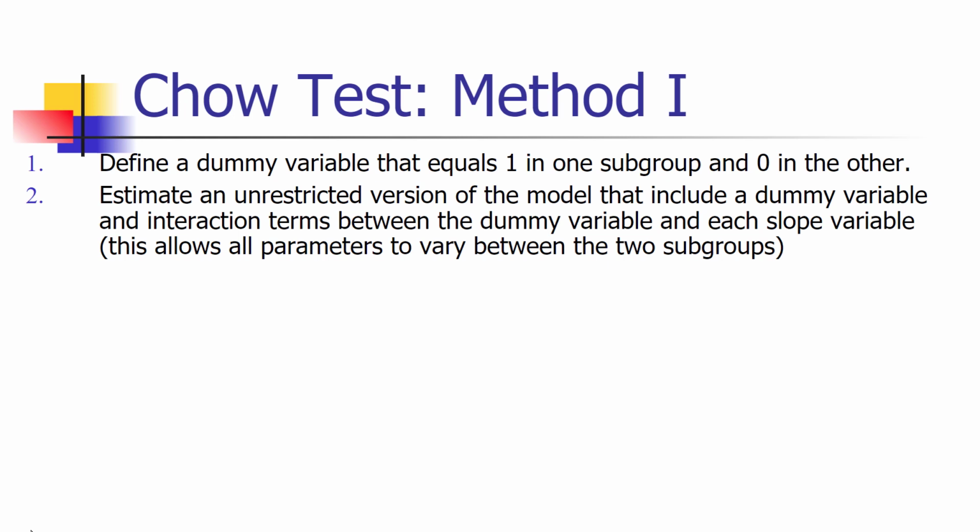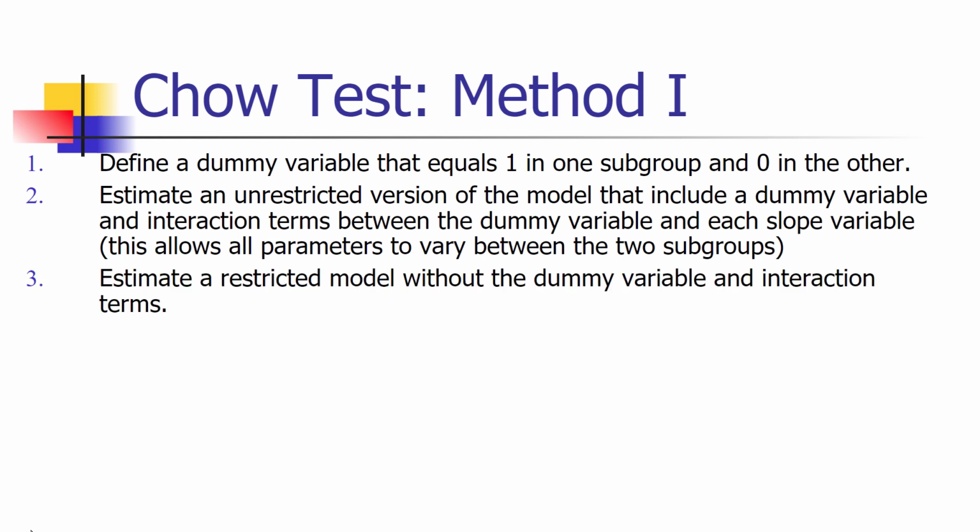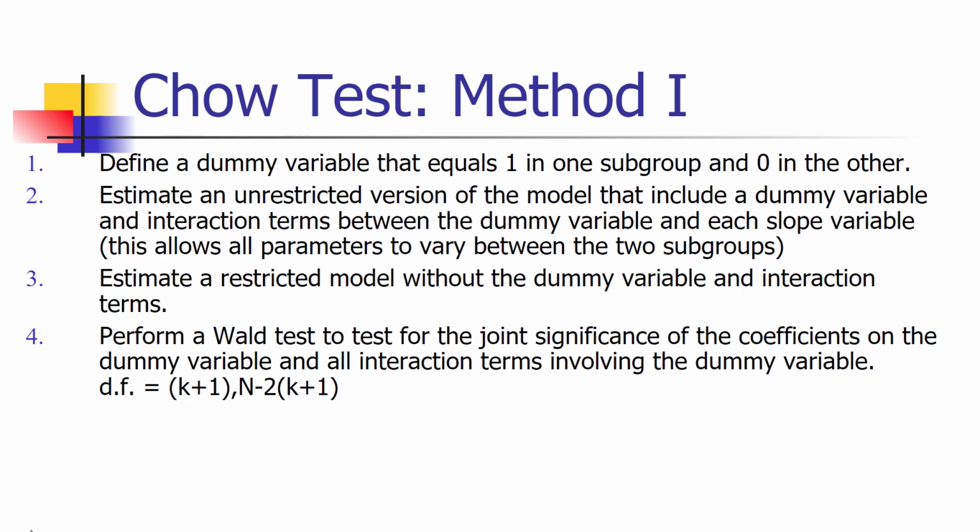Essentially what you're doing is allowing the intercept and each slope to be different in each of the subsamples of the model. The restricted model in this case is one where you do not include the dummy variable or the interaction terms, so you're restricting the parameters to be the same. There will be k plus 1 parameters in this equation, the k slope variables and the one intercept term. Then you simply perform a Wald test to test for the joint significance of the coefficients on the dummy variable and all of the interaction terms.